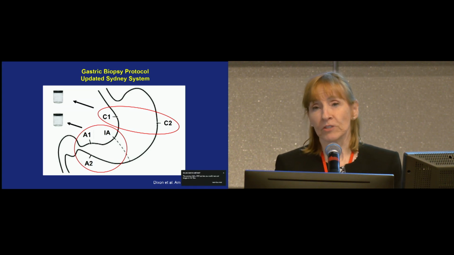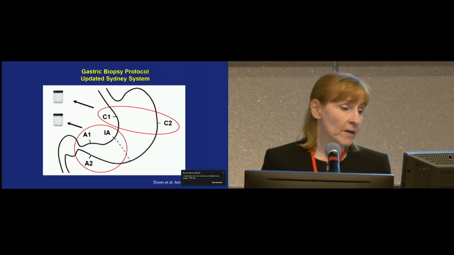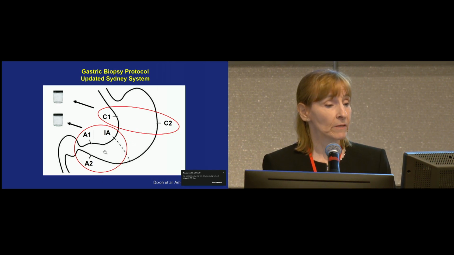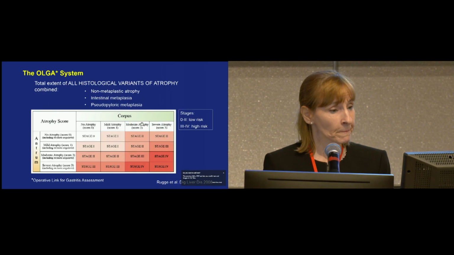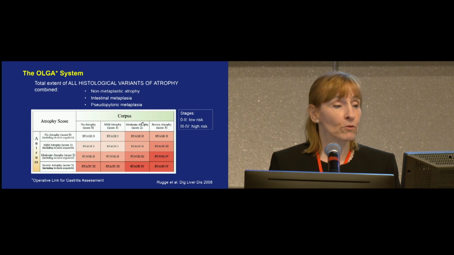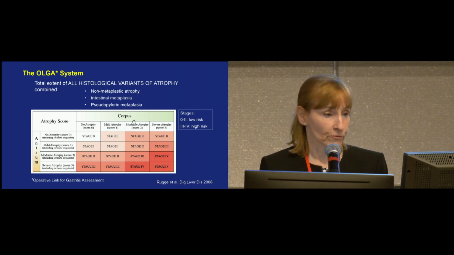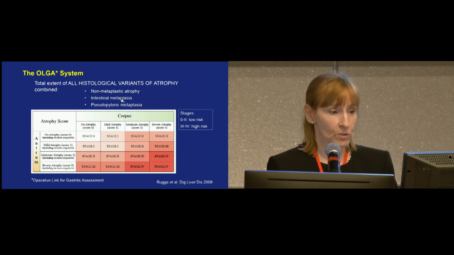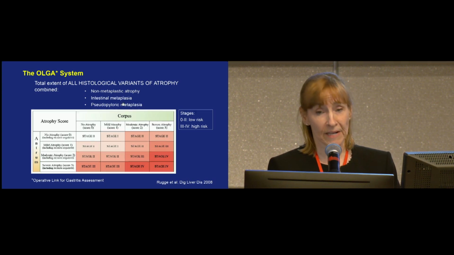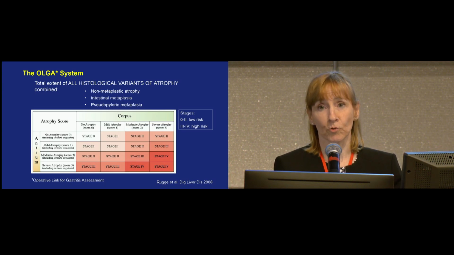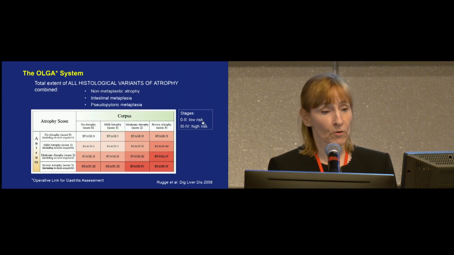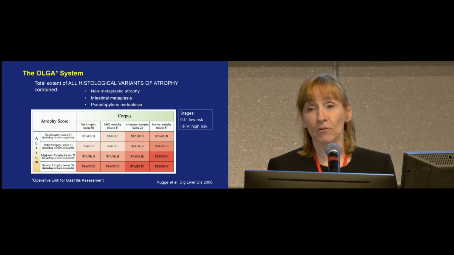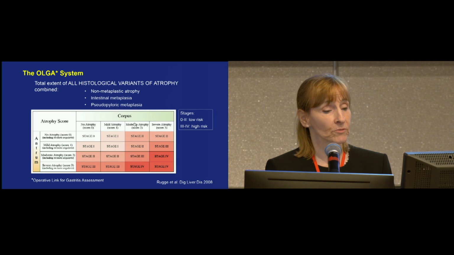For both systems, 5 biopsies are required: 2 from the antrum, 1 from the incisura. This is the updated Sydney system. These 3 should be in one jar, and the corpus in a different jar. The OLGA system includes all histological variants of atrophy. As I mentioned already, non-metaplastic atrophy, intestinal metaplasia or pseudopyloric metaplasia. So it's the extent of all these variants together. The stages are 0 to 2 low risk, 3 and 4 high risk. Then an atrophy score is calculated for the antrum and for the corpus, and then brought to this table.